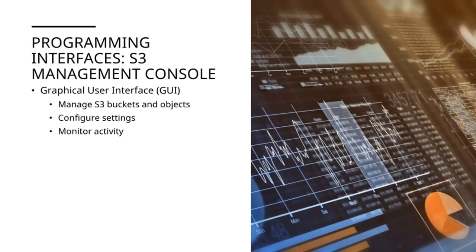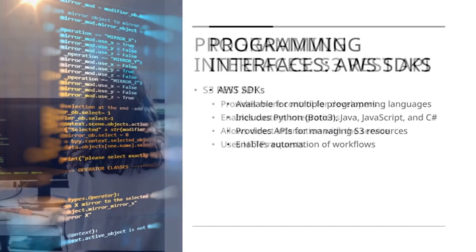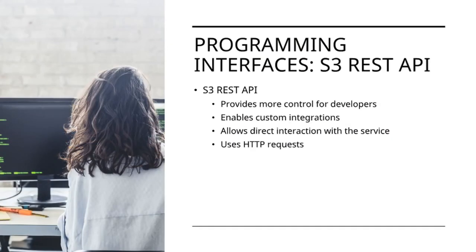The AWS Management Console offers a GUI for managing S3 buckets and objects, configuring settings, and monitoring activity. AWS offers SDKs for various programming languages like Python, Java, JavaScript, and C#. These SDKs provide APIs to manage S3 resources and automate workflows. The S3 REST API offers developers greater control and the ability to create custom integrations. It allows direct interaction with the service using HTTP requests.